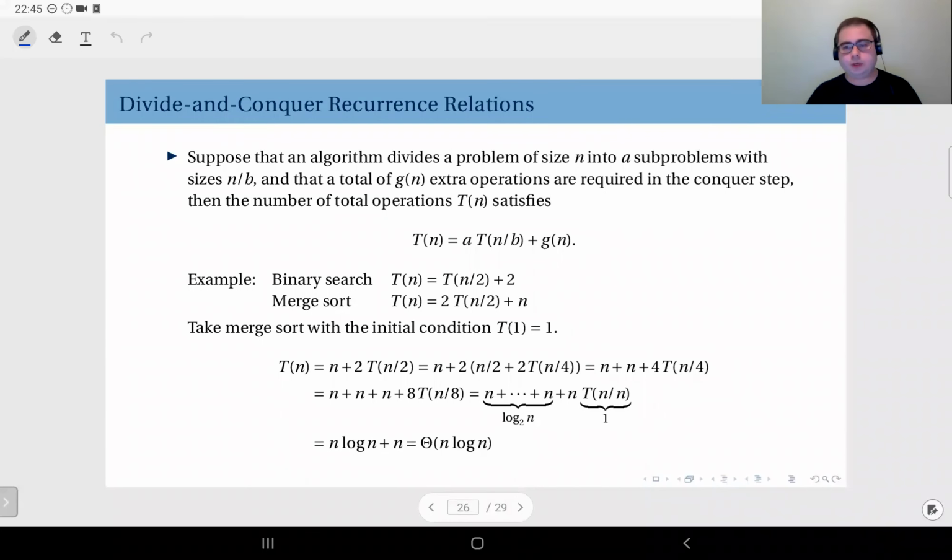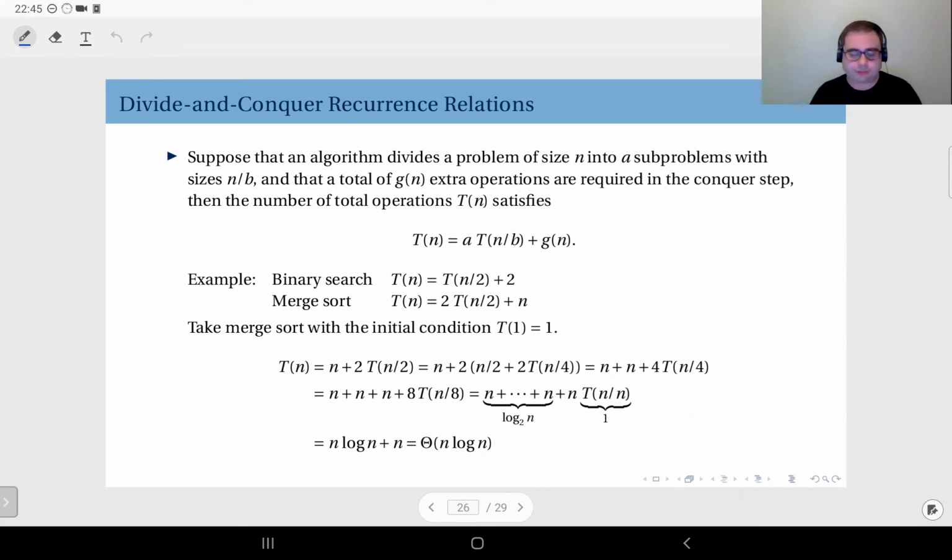The final topic we are going to talk about this week is divide and conquer recurrence relations. And as the name suggests, these are related to divide and conquer algorithms in general, where you divide the problem into sub-problems and you solve some of them, and then you combine the solutions to obtain the general solution. And we have seen last week how to write recurrence relations for those type of algorithms.